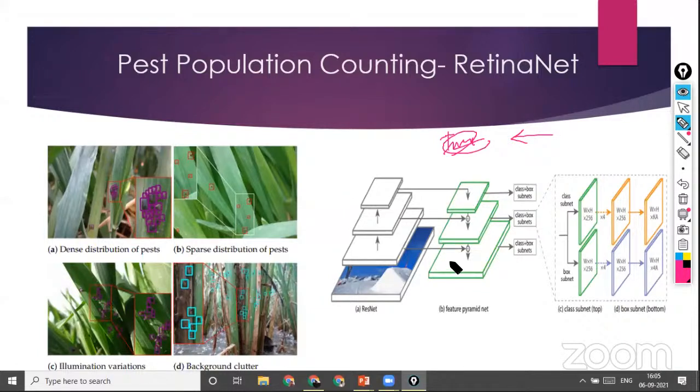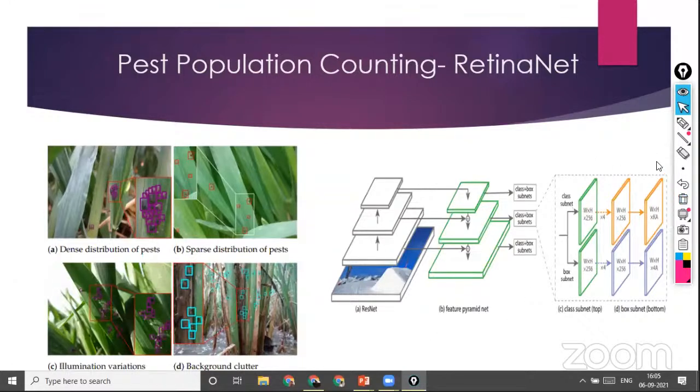What you can do is use this pre-trained model, remove the last few layers, and retrain on your data set, so that you will be able to get better results with the limited data set. That is one suggestion I want to make: if you have a limited data set, you can go for transfer learning. Now, looking at this particular problem, the aim is to find the pest population count. This is very important. Here we are using object detection, with a network called RetinaNet.